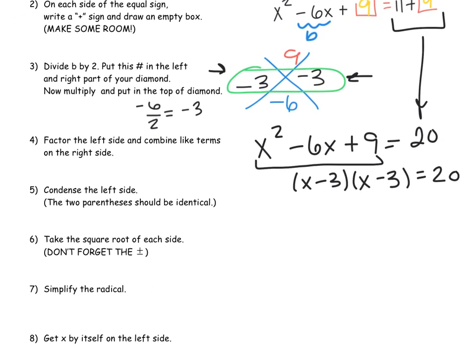Step 5, condense your left-hand side. That's basically saying make it simpler. Instead of writing x minus 3 times x minus 3, I'm actually just going to write x minus 3 squared.